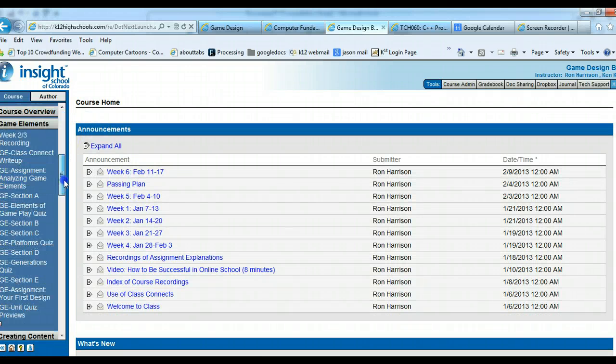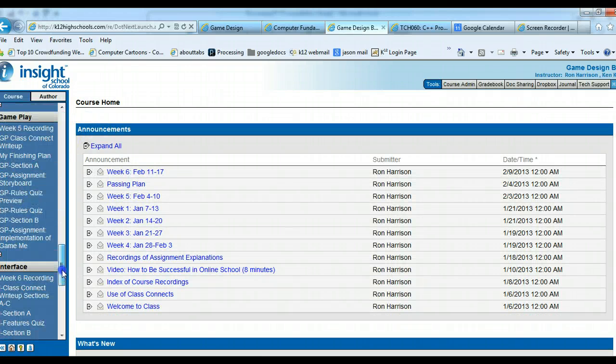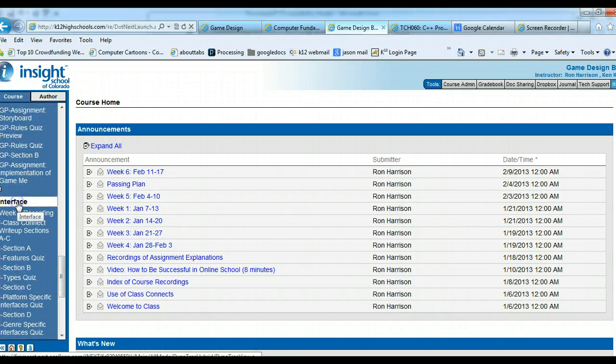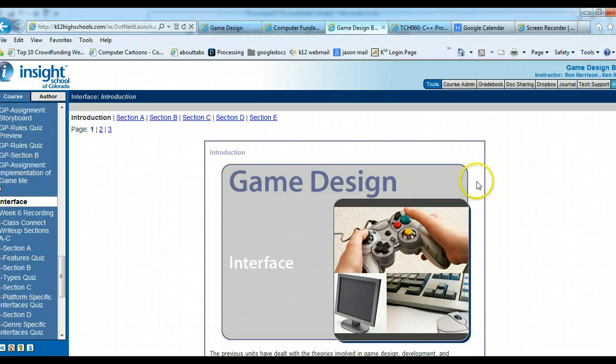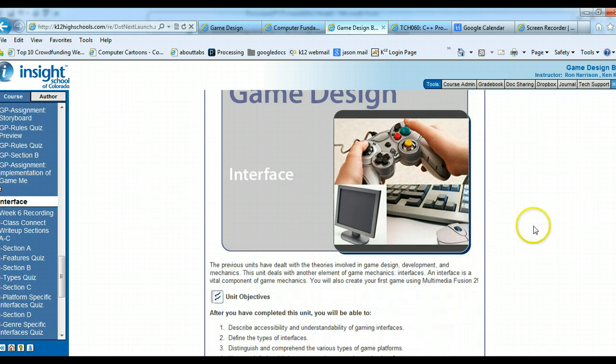All right, week 6. So I'm going to scroll on down, and week 6 is the interface unit. If you look at the interface unit, before, we've talked about theories of game design, development, and mechanics. Now we're going to look at another part of the mechanics, which is the interface. An interface is how you relate to the game and through what devices. And later on in sections D and E, next week, you'll use Multimedia Fusion.